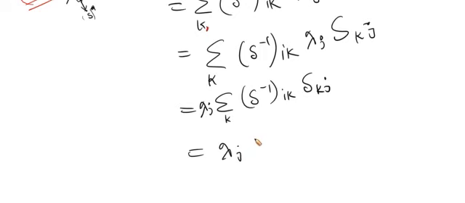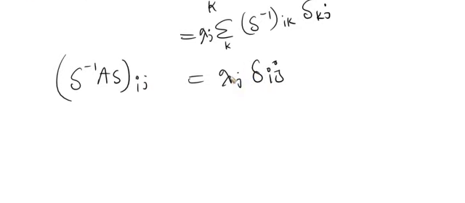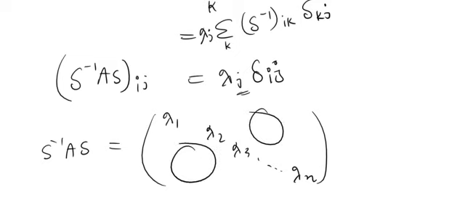So this is just lambda j and delta ij. So s inverse A s of ij is just this. Whenever i and j are equal, there is some lambda, and if i and j are not equal, it's just 0. So this s inverse A s will look something like lambda 1, lambda 2, lambda 3, dot dot dot, lambda n. Also notice and recall that we are not considering the degenerate case.